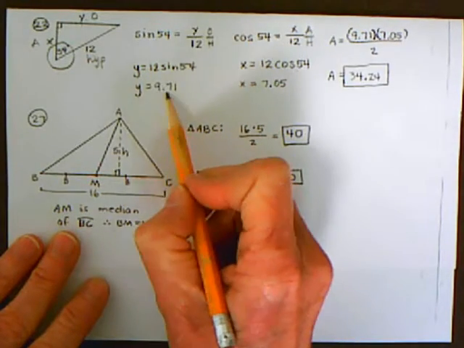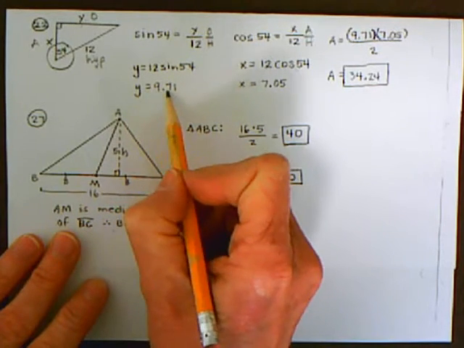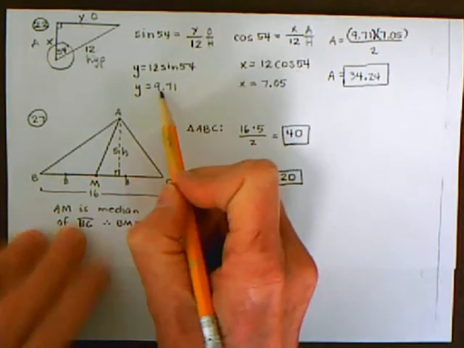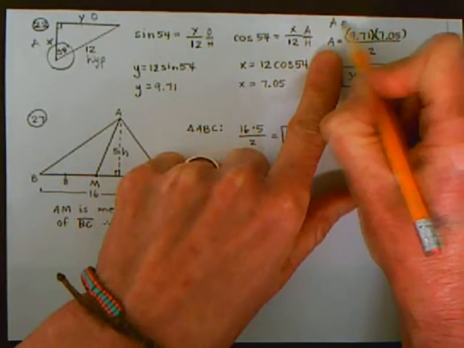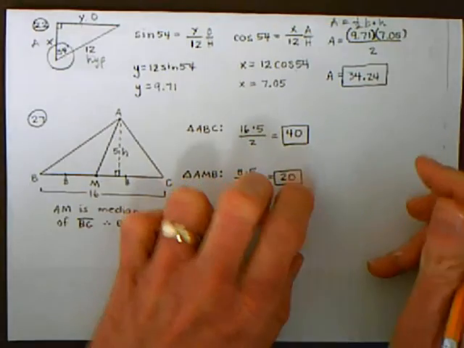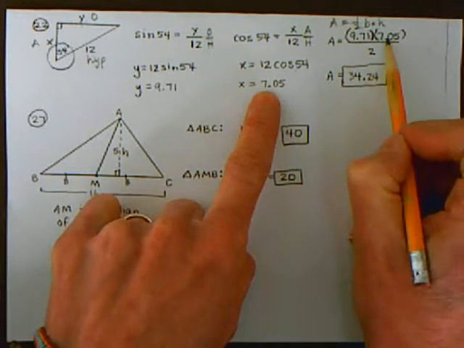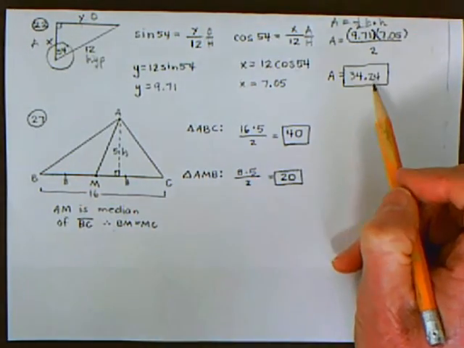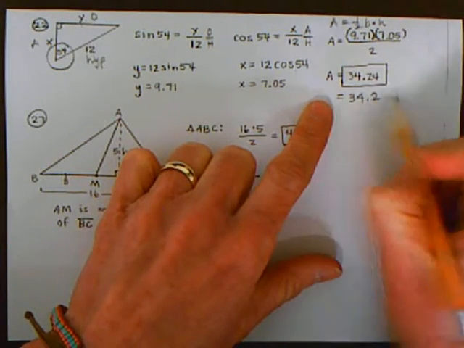So just using the calculator, and don't forget to keep your calculator in degrees, folks, y is equal to 9.27 and x is equal to 7.05. Now, 9.71 is the base. The area of a triangle is equal to 1/2 base times height. Base is 9.71. The height is 7.05 divided by 2. All right, there we go. There's our answer. Need to round to the nearest tenth. So the answer is 34.2 units squared.